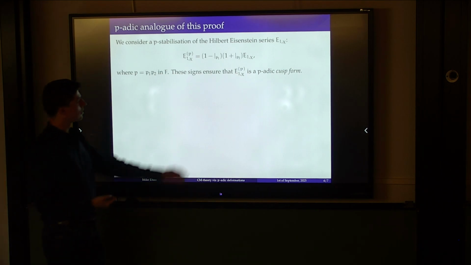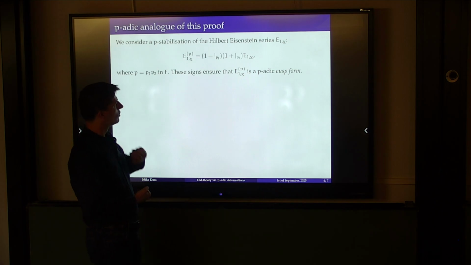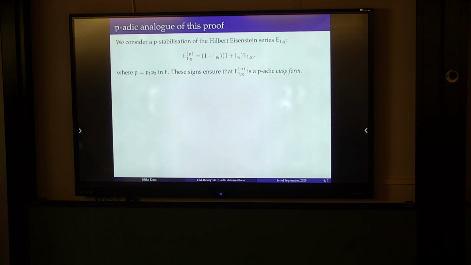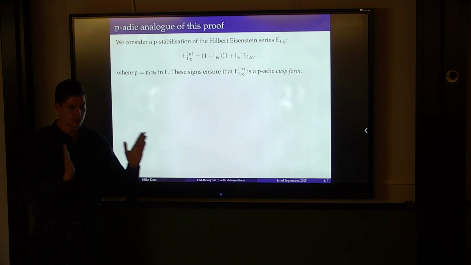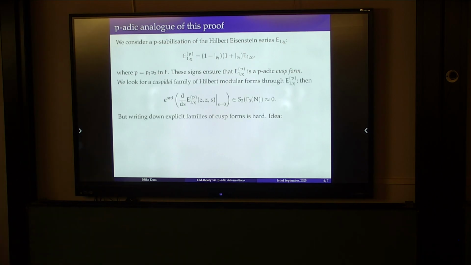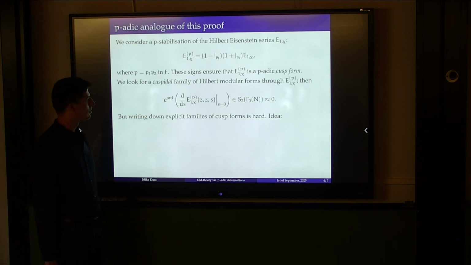So let's get started. First we have to view our Eisenstein series as a p-adic modular form, so I have to p-stabilize it in some way. And I choose my prime in such a way that it splits in F. So I have two primes to work with, and I choose opposite signs for this p-stabilization. Then for the constant terms I get a kind of cancellation, and I actually get a p-adic cusp form. And then I can try to find a family, not of Eisenstein series passing through this guy, but even of cusp forms passing through this guy.